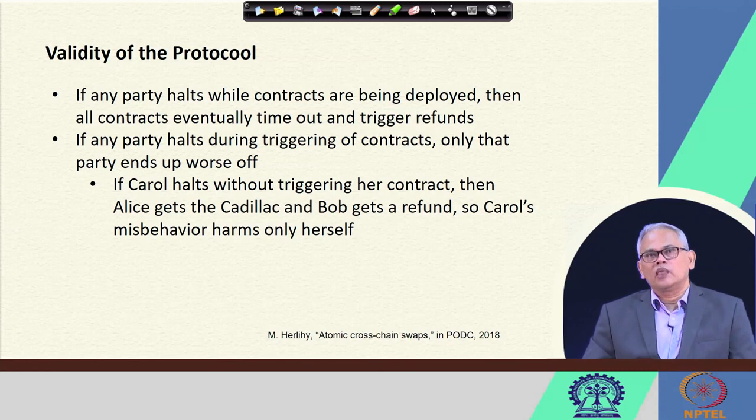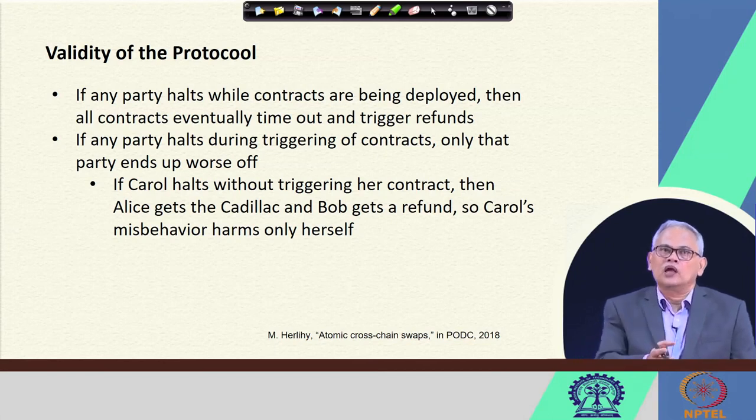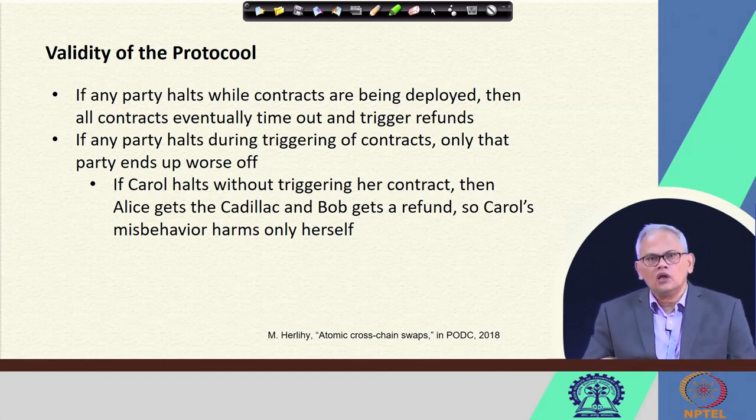So you see that Bob gets a refund, so he did not gain anything. Alice also gets back her altcoins after her timeout of 6 delta, and in the process she also got the Cadillac. So we see that only Carol lost out. Alice got her money refunded and also got the vehicle.